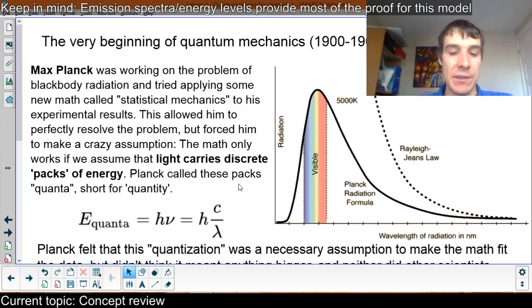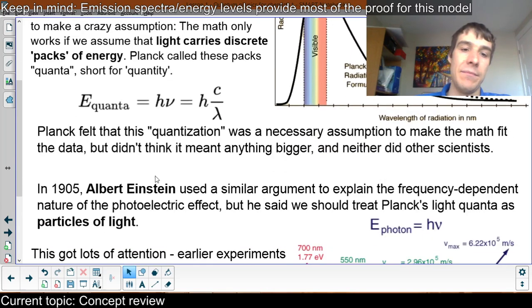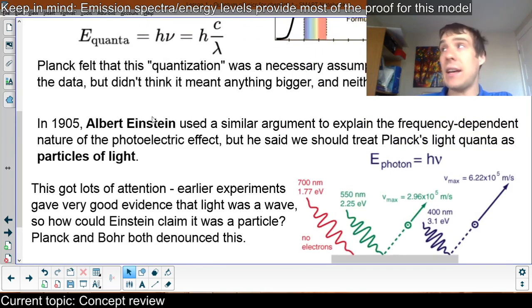Max Planck, of course, using spectroscopy and the blackbody radiation to develop this concept of light having specific energy levels, using more math to figure it out. Einstein saying that Planck's math was actually a real thing rather than an artifact.